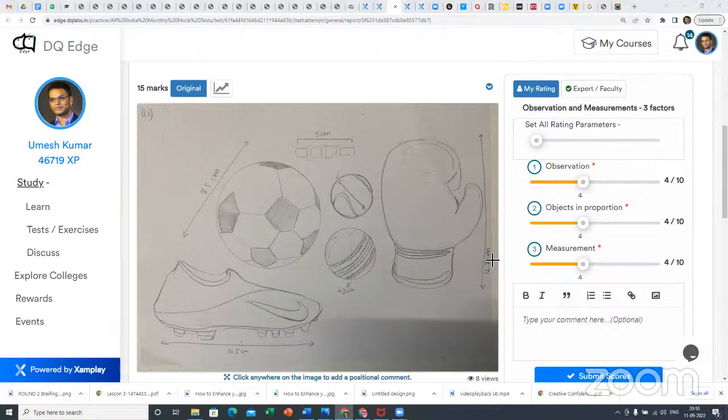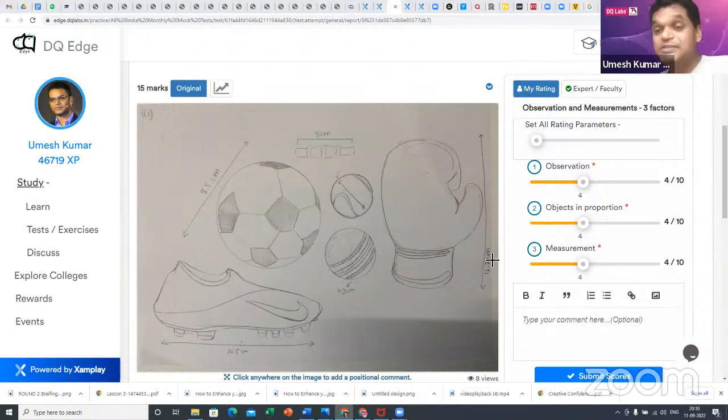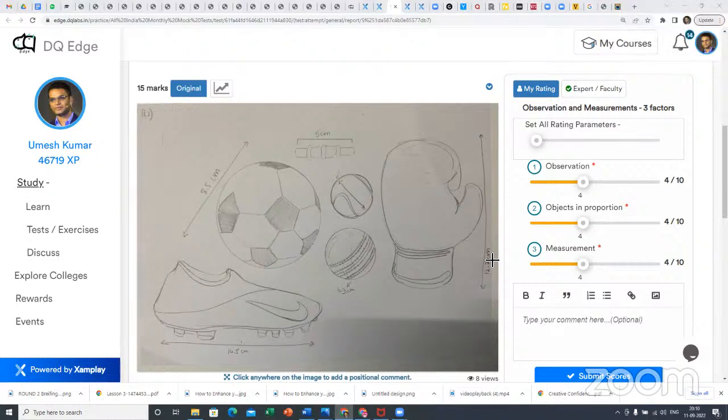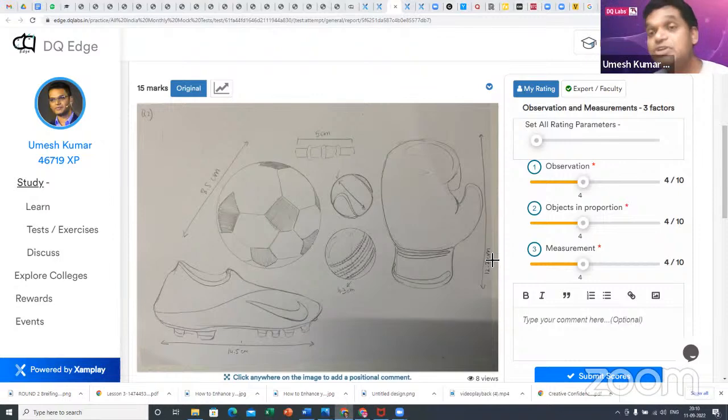Excuse me, sir. In this question, did you mean we had to do the realistic dimensions? Of course, yes, realistic dimensions. But in the paper, how will we take the real sizes? I mean, we have to take the dimensions with respect to other objects, correct? No, it is based on your observation.